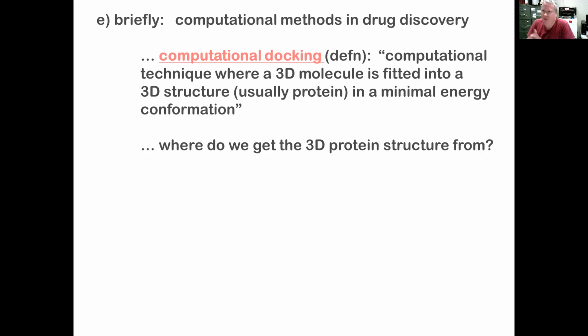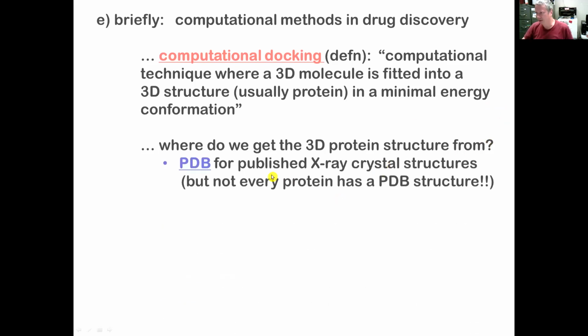Yeah, you can basically create a computer model of a protein. We're getting better at this. The word is actually called homology modeling. And so yeah, PDB is the published collection of X-ray crystal structures. Not every protein has a PDB structure. And there's also additional techniques besides X-ray crystallography. So electron microscopy is another way to get protein structures if you can't get good crystals, because most X-ray crystal structures require good protein crystals.